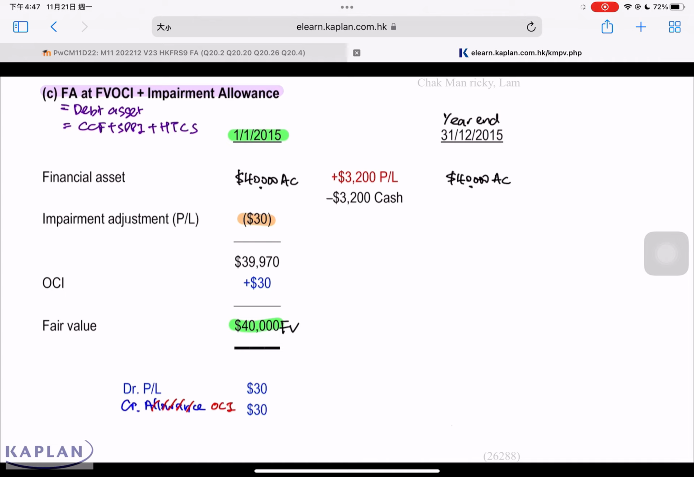After that, we must account for the impairment allowance. Given to us, the question says 90. We must adjust from 30 to 90, an increase of 60, the impairment adjustment recognized in P&L. Debit profit and loss, credit OCI. Adjust again, OCI is equal to 60.